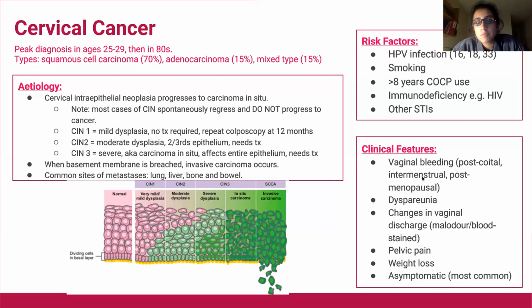Clinical features: vaginal bleeding is one of the most common. Or actually, sorry, the most common is asymptomatic, so people are picked up on the smear test. Other things can be vaginal bleeding either after sex, in between periods, or postmenopausal bleeding, dyspareunia, so pain during sex, changes of vaginal discharge, pelvic pain, and B symptoms as well.